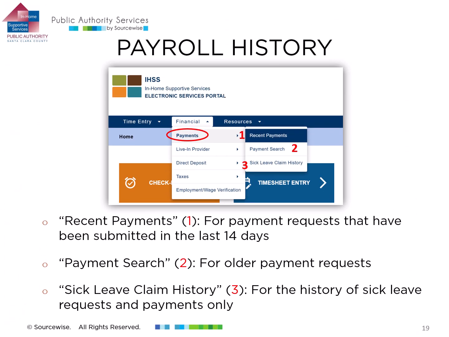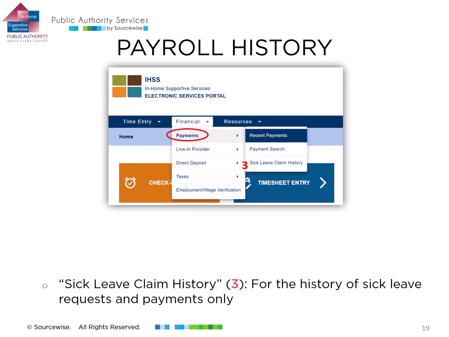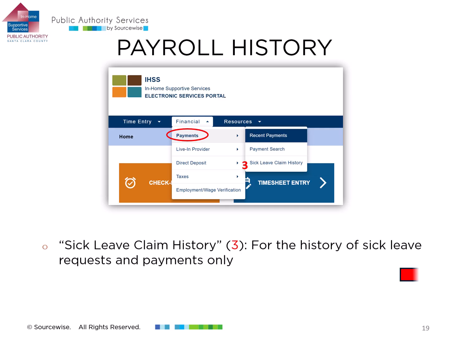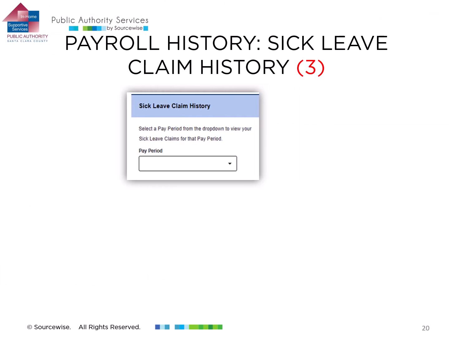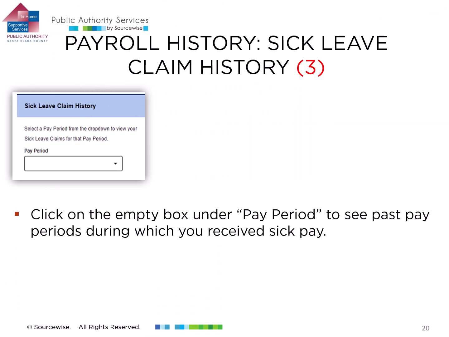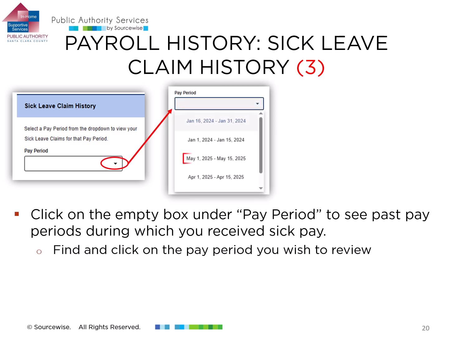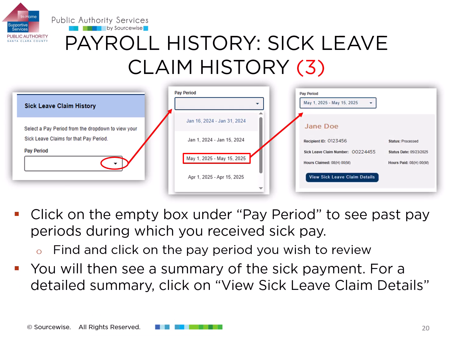Last in the payment section, we will look at the Sick Leave Claim History option. To review pay periods in which you received sick pay, click in the empty box under Pay Period. Then click the pay period you want to look at. This will open a summary of that sick payment. For more information, click on the View Sick Leave Claim Details button.